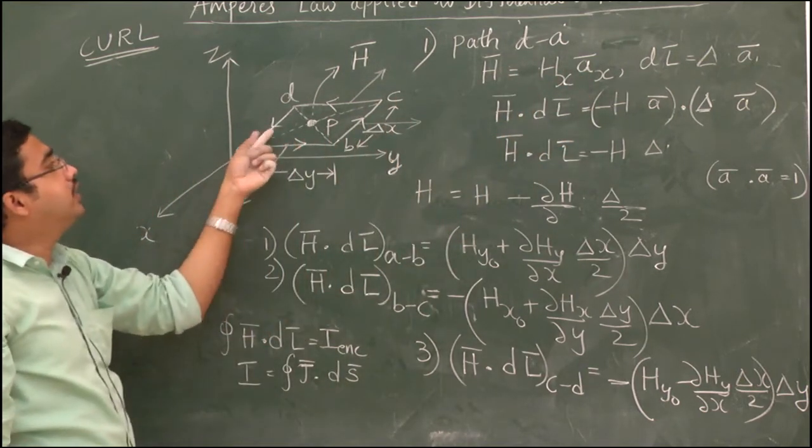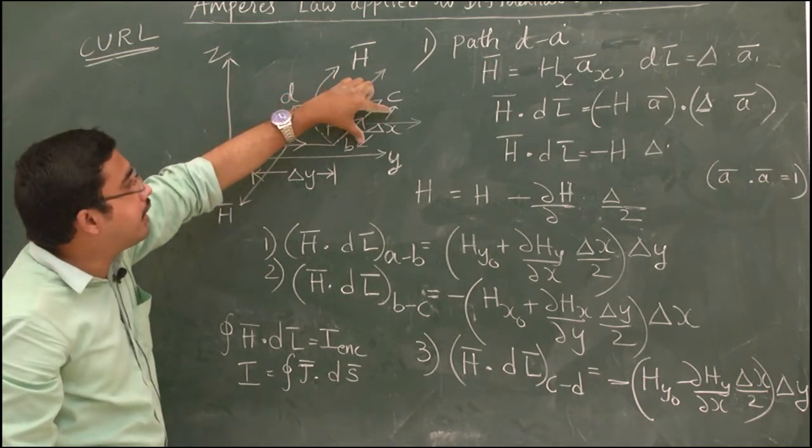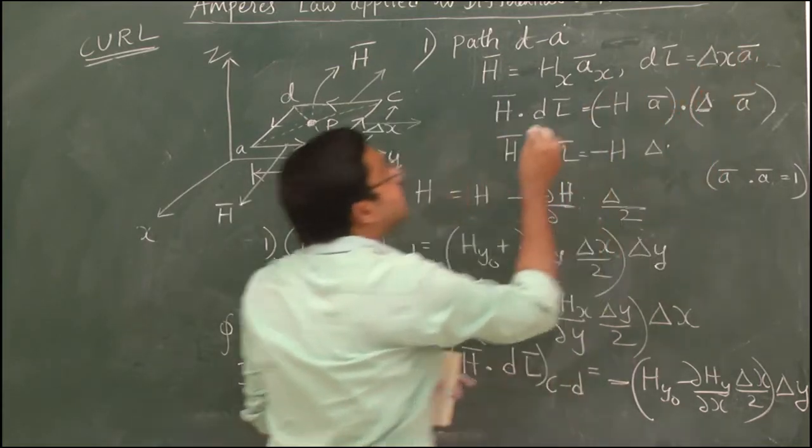And what is the differential length for that path AD? AD and CD are the same, so delta x is the differential path. And what is the unit vector?